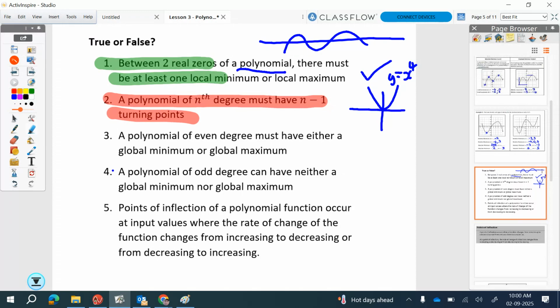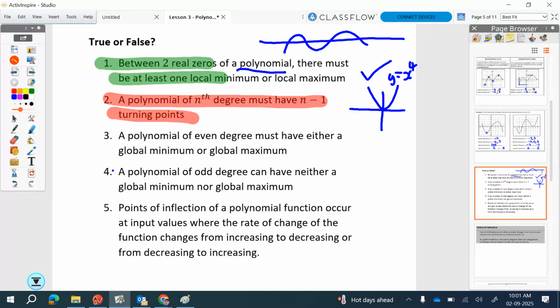So for instance, you're familiar with this. A linear function, 1st degree, has no turning points. A quadratic function, 2nd degree, has 1 turning point. A cubic function can have 2 or none. Sorry, 2 or none.